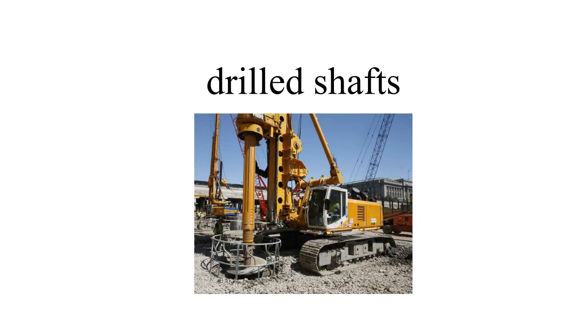Drilled shafts are constructed by drilling a slender cylindrical hole into the ground, inserting reinforcing steel and filling it with concrete.